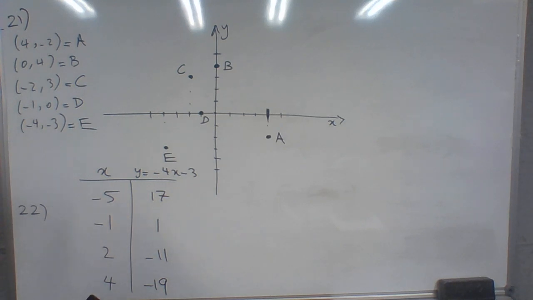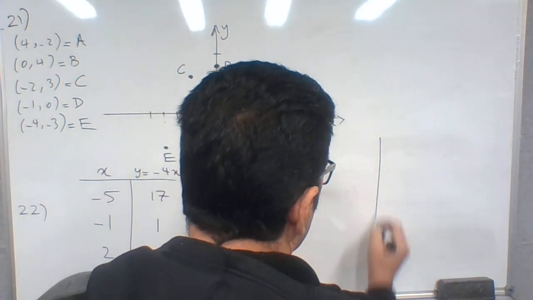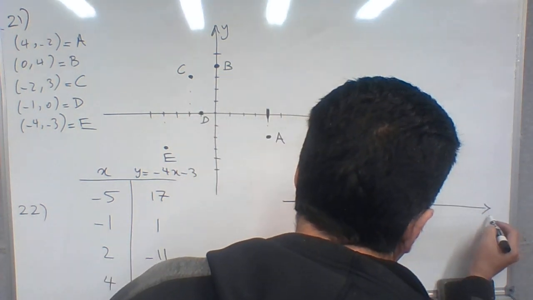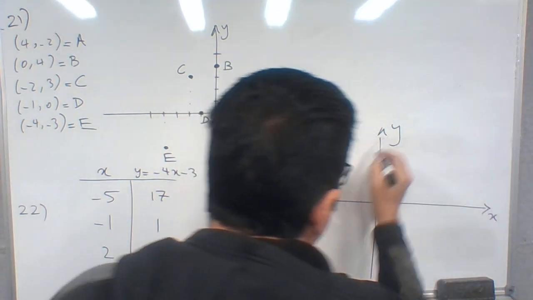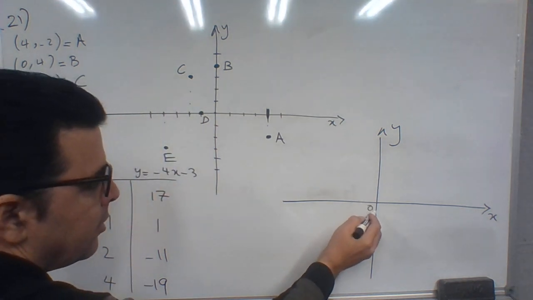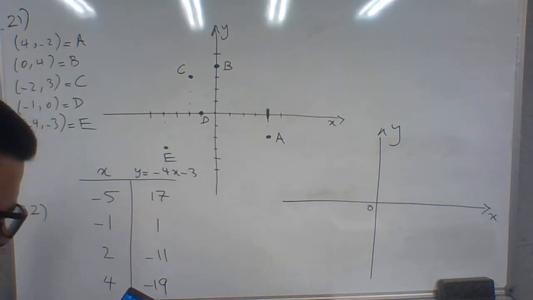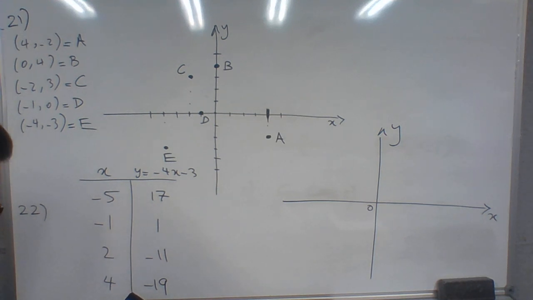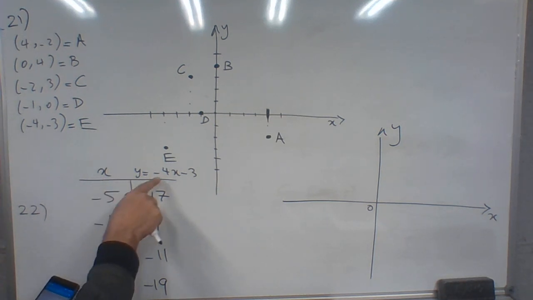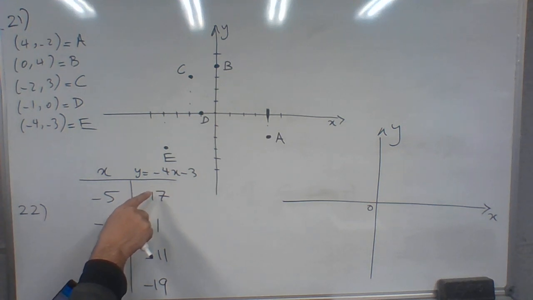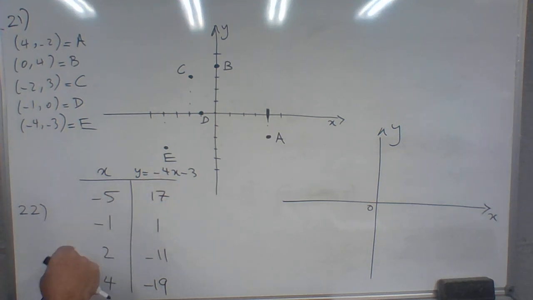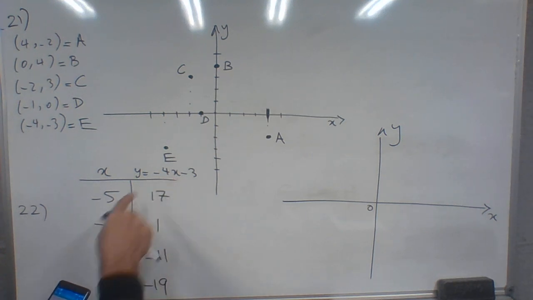Okay, part 2. Graph y equals minus 4x minus 3 on the coordinate plane below. Okay, we draw a coordinate system. So this is the origin, this is the x-axis, and the y-axis. And we plot these points because these are on the equation. These are the answers for the equation, so they are located on the line that shows this equation.